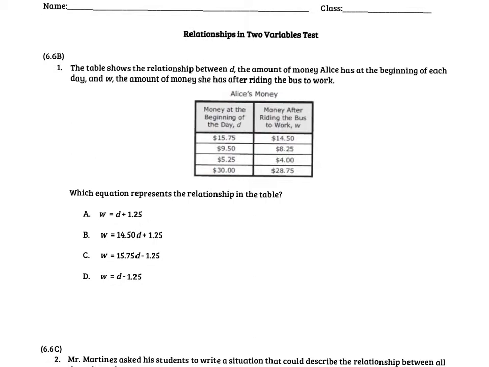Relationships in two variables test. Number 1. The table shows the relationship between D, the amount of money Alice has at the beginning of each day, and W, the amount of money she has after riding the bus to work.